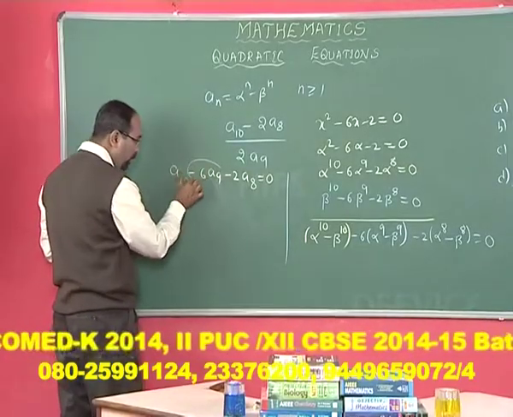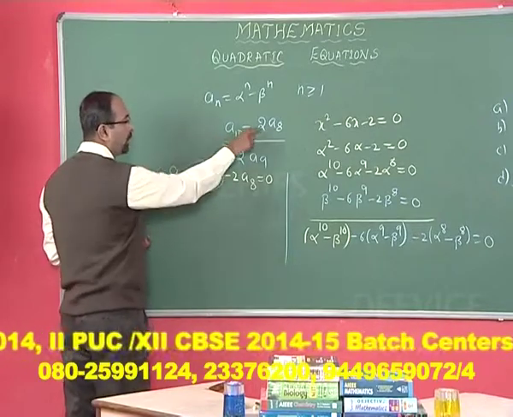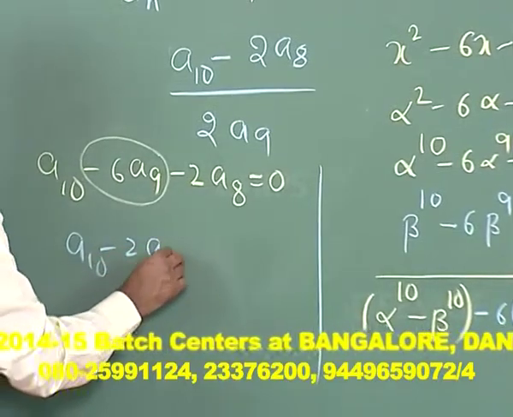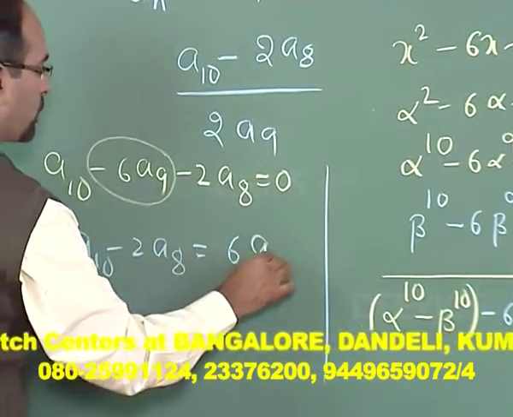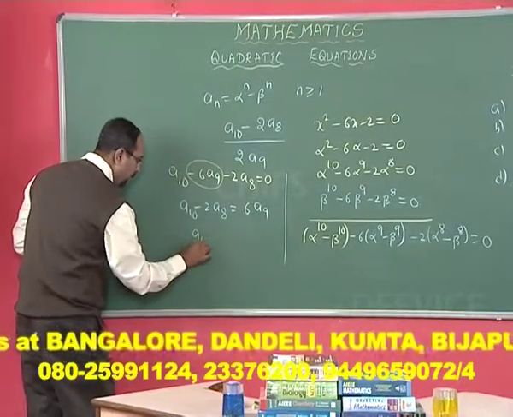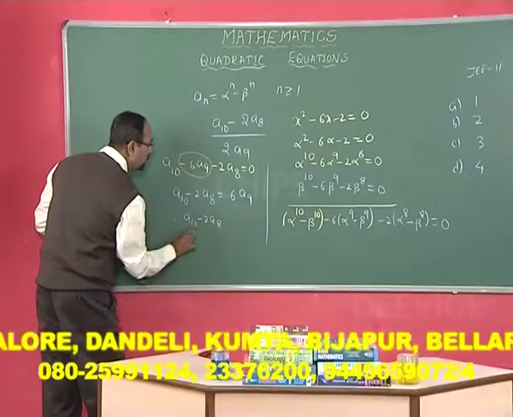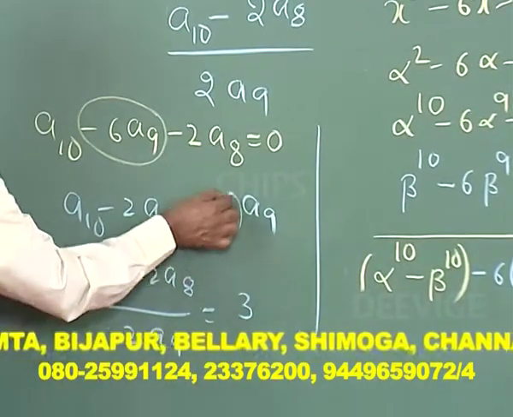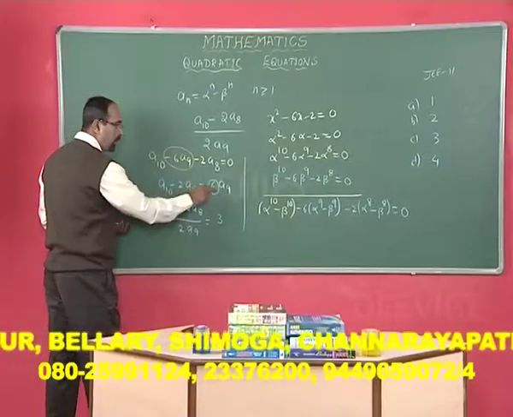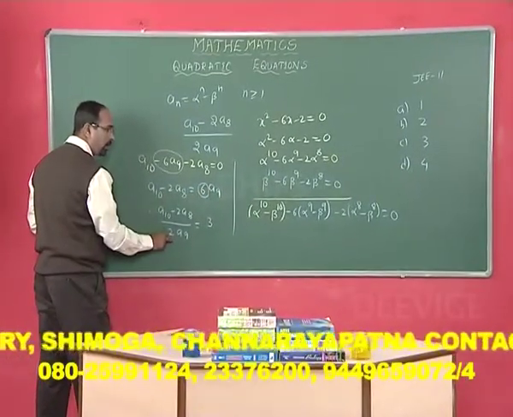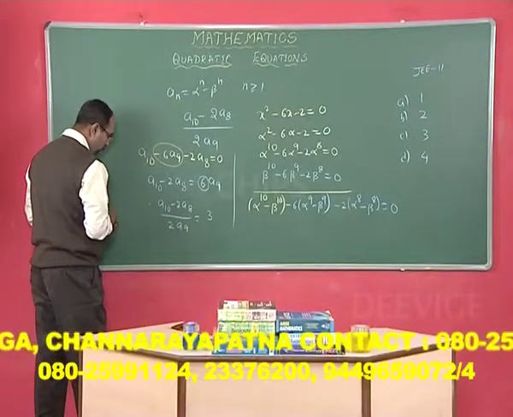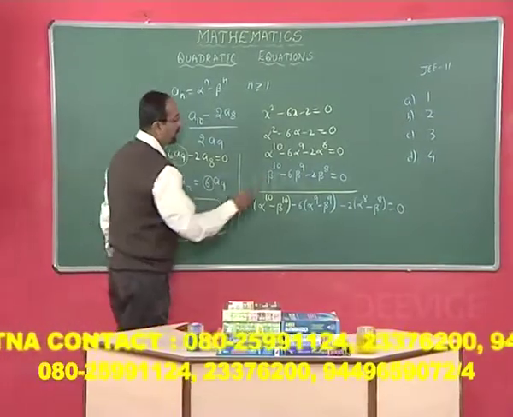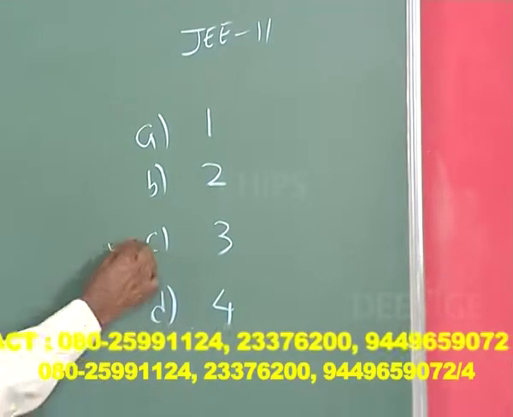Shift this part to the right hand side because we need a10 minus 2 times a8. So, a10 minus 2 times a8 is equal to 6 times a9. Therefore, a10 minus 2 times a8 divided by 2 times a9 is equal to 3. How did we get this? You split this 6 as 3 into 2. 2 times a9, put it in the denominator of the left hand side because we wanted this part. Therefore, that clearly says 3 is correct. That is option C is correct.